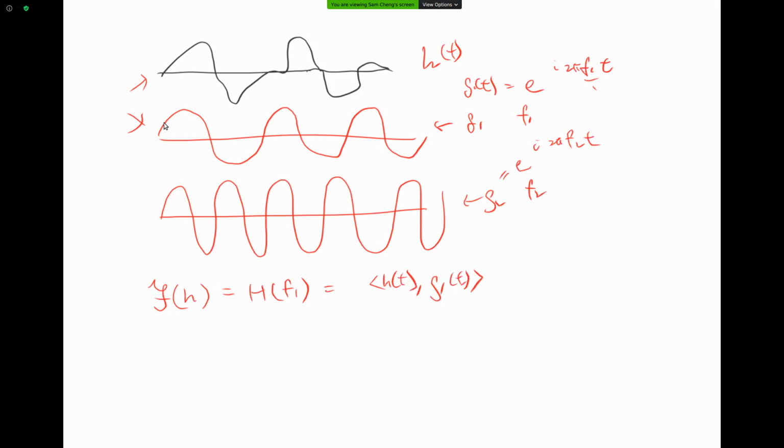And if this is a complex domain, the inner product would be something like h(t) times g, e to the i 2 pi f1 t, and take the integral over the entire domain dt, something like that.